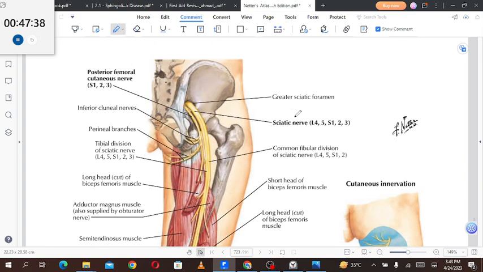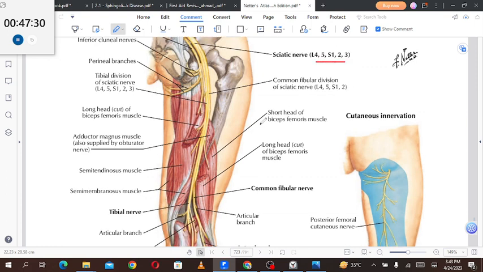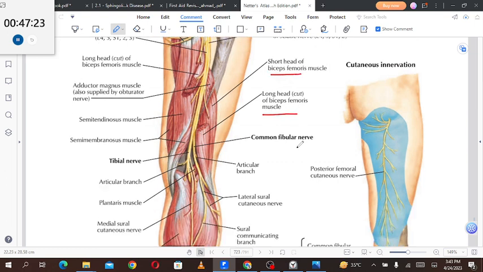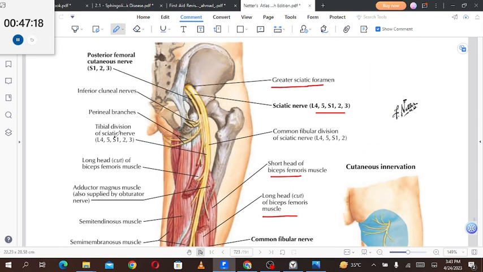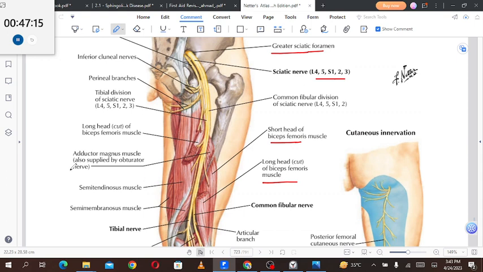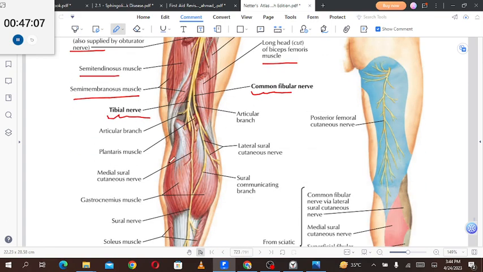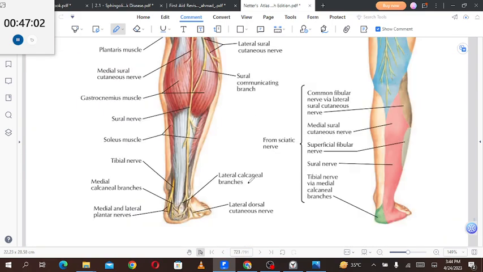So let's see the muscles that are being supplied. Here you can see it is coming out of the greater sciatic foramen, and the sciatic nerve is L4, L5, S1, S2, and S3, L4 to S3, right? The muscles being supplied are the short head and the long head of the biceps femoris, so basically biceps femoris, then the long head of the adductor magnus, semitendinosus, and semimembranosus. Then it gets divided into the tibial nerve and the common fibular nerve, which we'll see later on. Let's keep it till here, and then we go to the nerve.